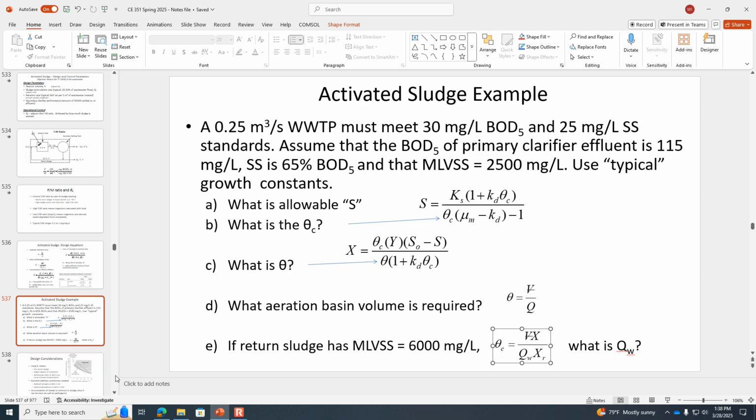So the homework asks you to go through basically that same procedure. Does anybody have any questions about this activated sludge example?